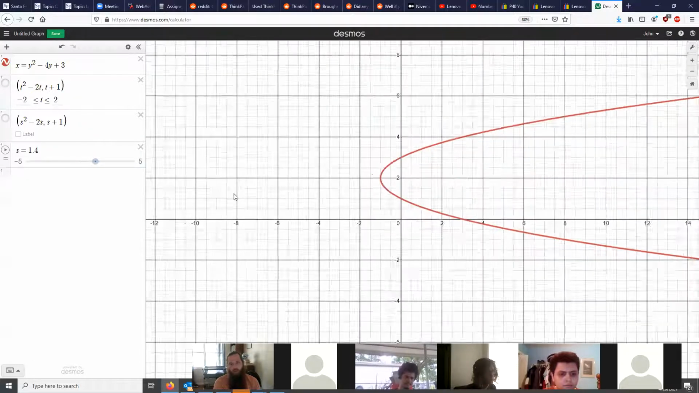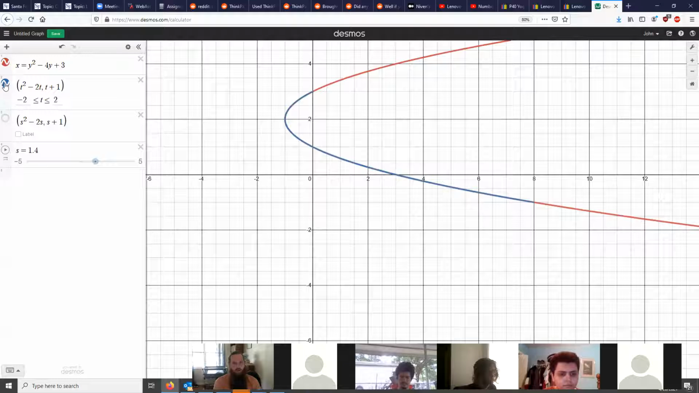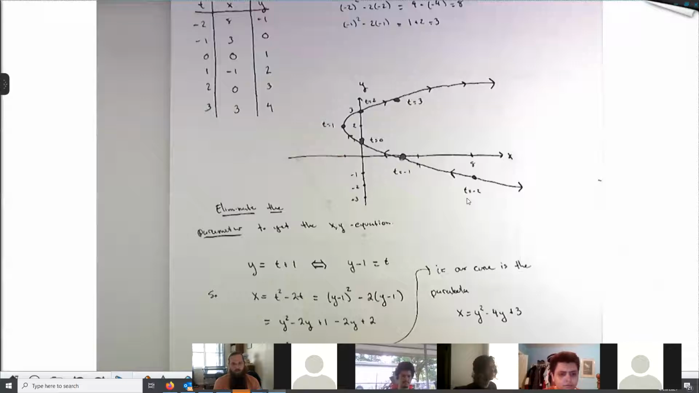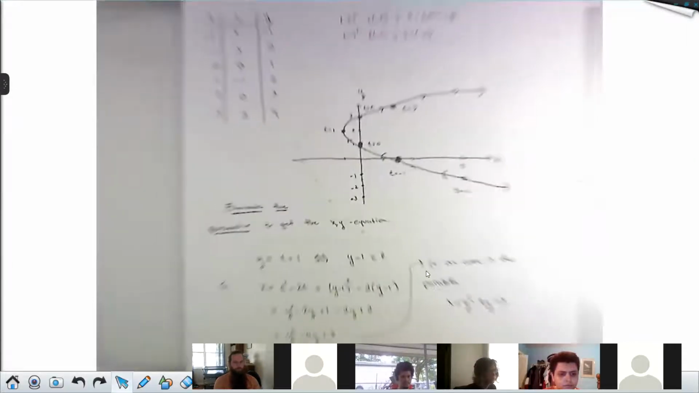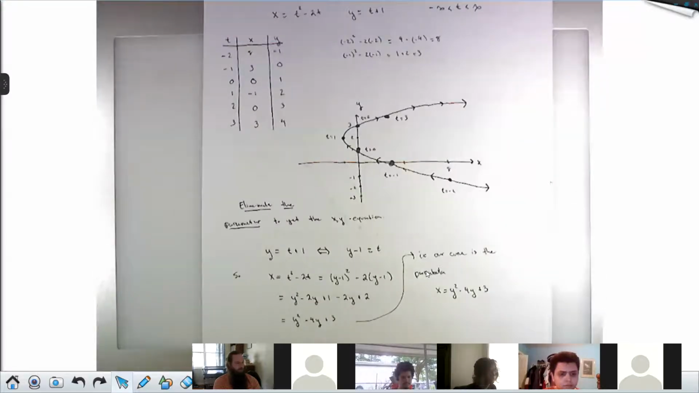So doing this by hand is actually an important thing. Doing it by hand is what will teach you the orientation, and it also ensures that you get the right part of the curve. But eliminating the parameter can be a great way to check your work. Questions on this example?